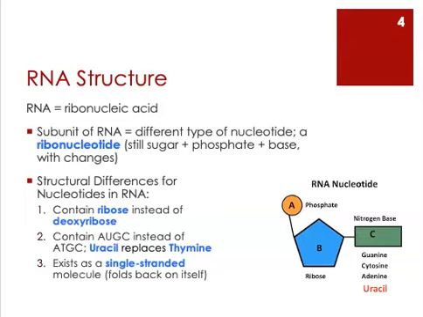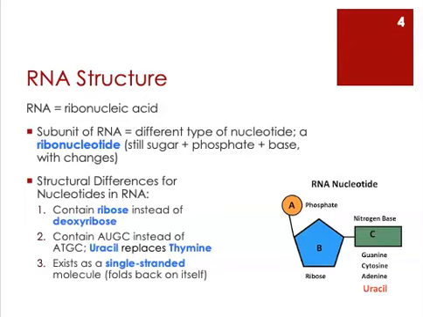The subunit of RNA is also a nucleotide. It's just a different kind of nucleotide than what you find in DNA. It has a lot in common with the DNA nucleotide, however. It still has a sugar molecule in it, it has a phosphate group in it, and it has a base. It's just that those parts of the ribonucleotide have a couple of structural differences. Let's take a look at those.